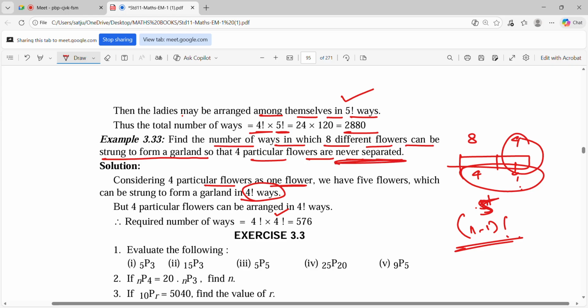Never separated means together. That is the together concept. Suppose I put a question here: the 4 particular flowers are never together. In that situation, what will you give as the answer? Please give the answer. How will you answer?